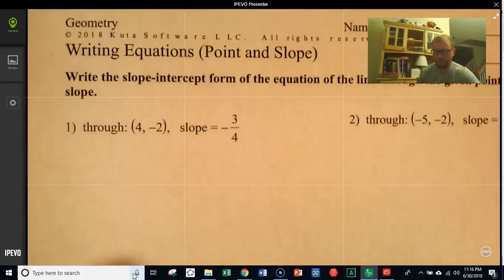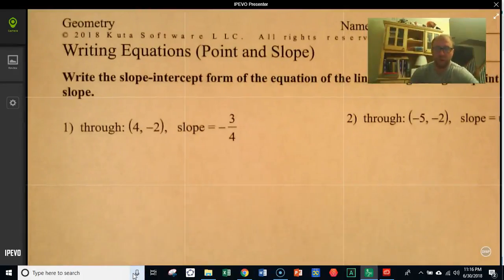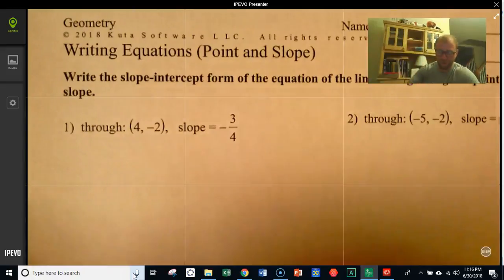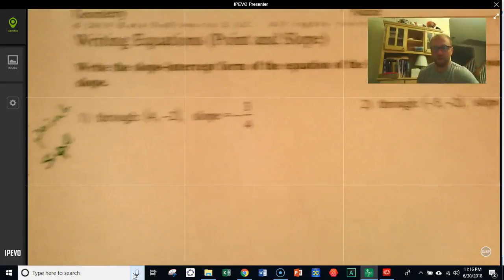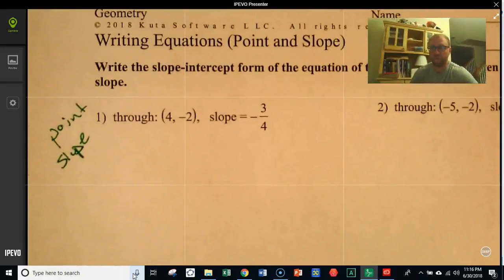Alright, so in this video we're going to be writing equations of lines given just a point that's on the line and the slope of the line. And I'm going to show you two different methods for doing this. One uses something called the point-slope equation, and one of them uses the slope-intercept equation. So I'll do a set of problems that first uses point-slope, and that's going to be the first set. And then I'm going to do a set of equations that uses slope-intercept.